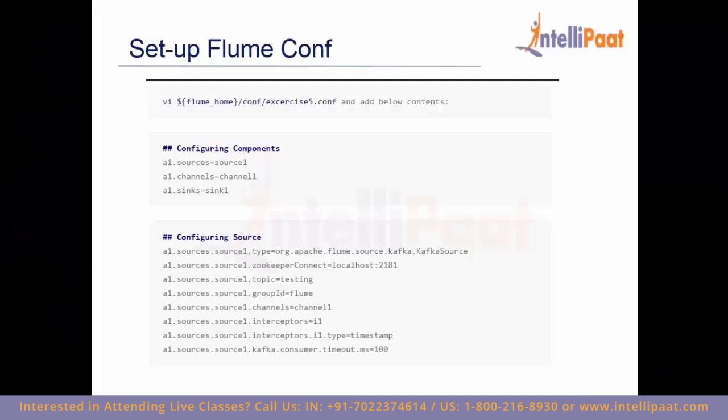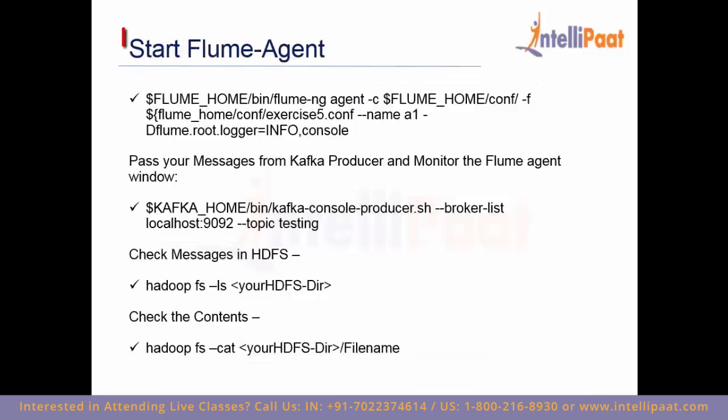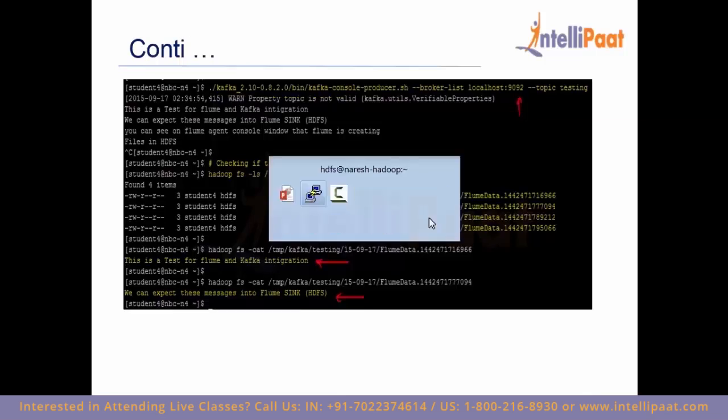Now I have explained all these items: how to configure the components, the source, then the channel, and finally the sink. Now it's time to start the Flume agent using this configuration file that we just created. After that, we will start kafka-console-producer.sh so that we can pass our messages to the newly created topic that we use in exercise2.conf. After that, we will check the same messages in HDFS. They will be generated by the name of the topic itself. Finally, we will check the contents of the final file. Let us do it now.